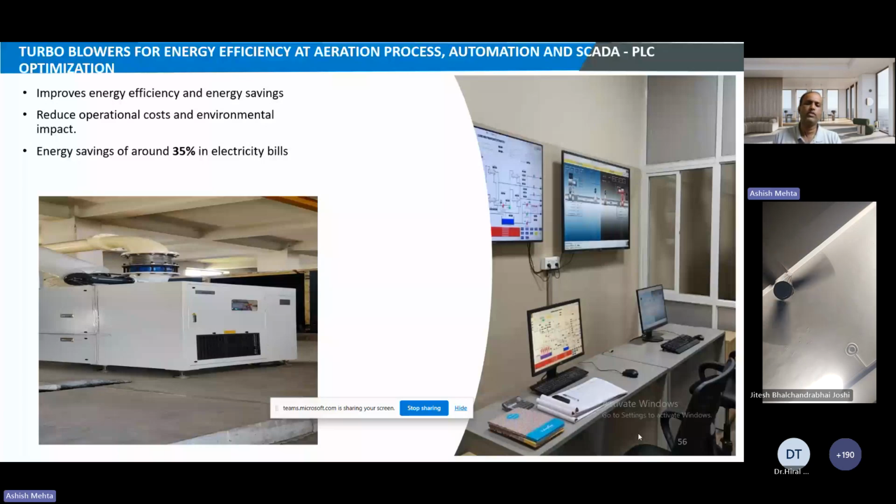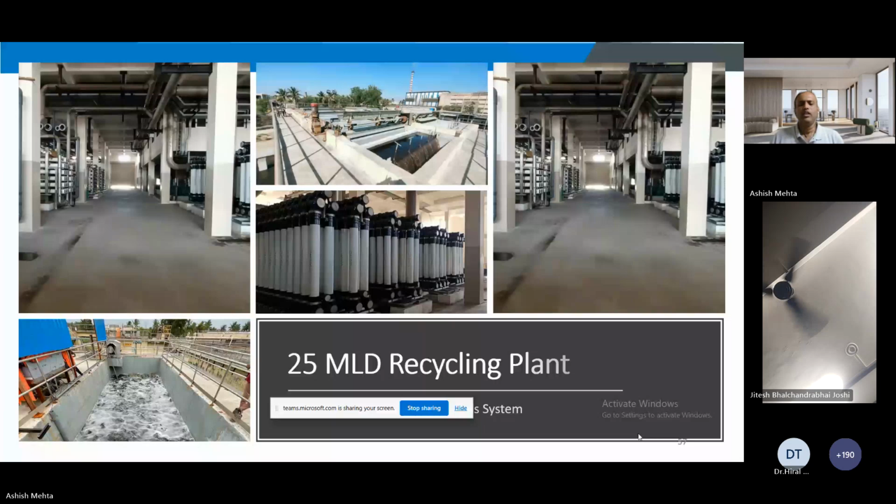And these are the photographs of our recycling ZLD plant. We have this plant designed, erected and commissioned by Suez, now taken over by Veolia. These are the UF modules and the RO modules for 25 MLD systems.